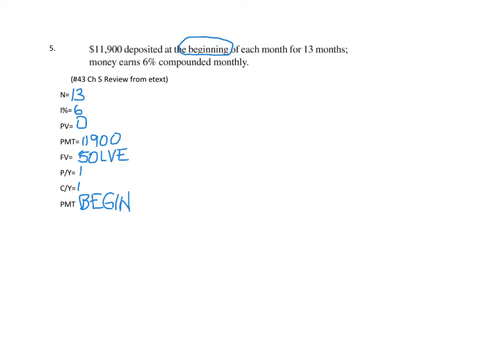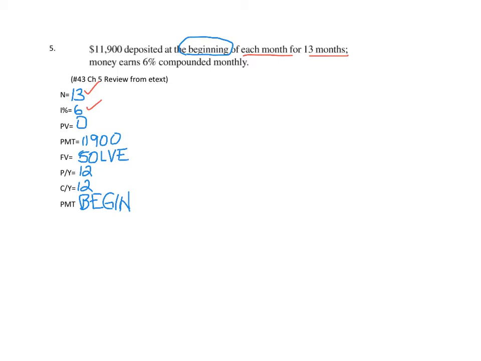Question number 5 is $11,900, which is a lump sum payment each month. So we're going to be compounding monthly for 13 months. That means the number of payments we're going to make is 13. Compounding monthly means the payments per year is 12. The compoundings per year is 12. The interest rate is 6. And again, this is going to be for 13 payments. That's 12 months plus one payment.